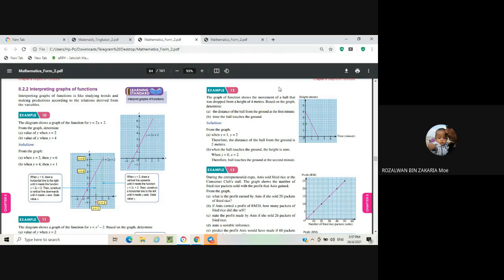Class, could you understand this one? Example 12? Anyone? All of you can understand this one? Example 12? Class? No, not really. If you don't understand, you can ask me.